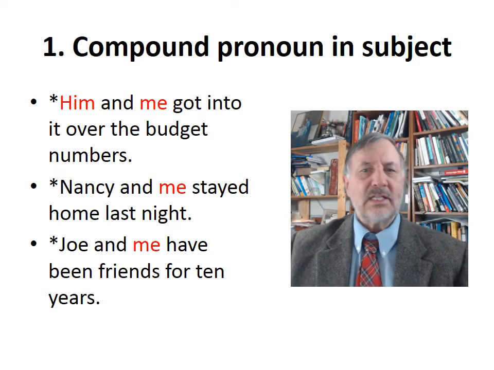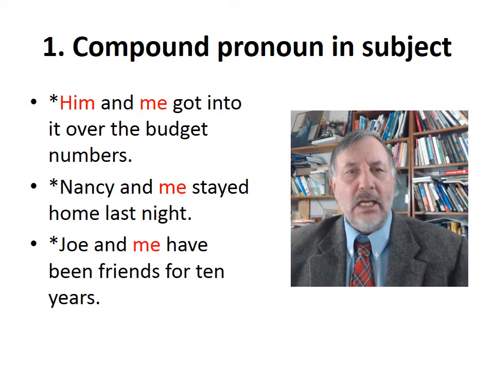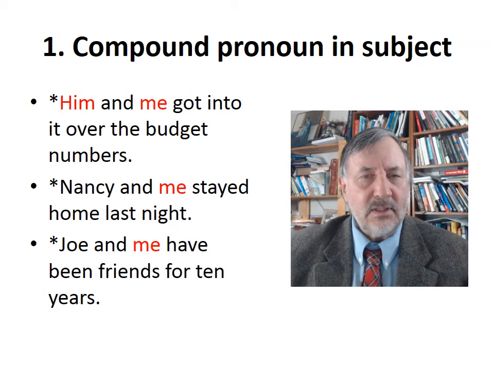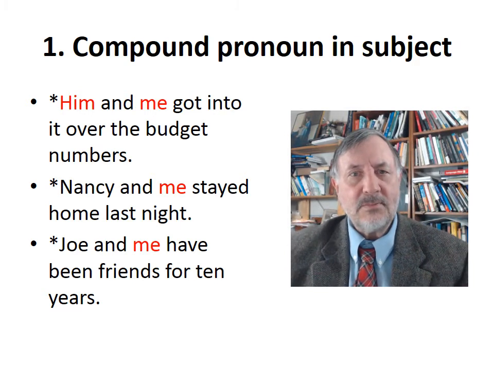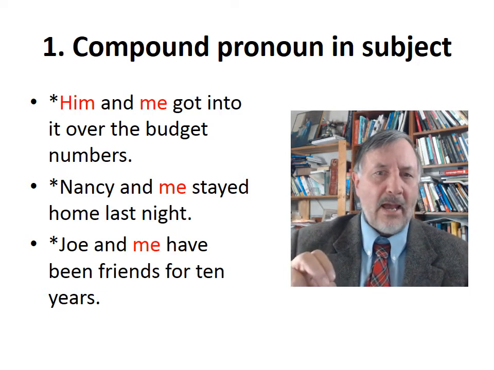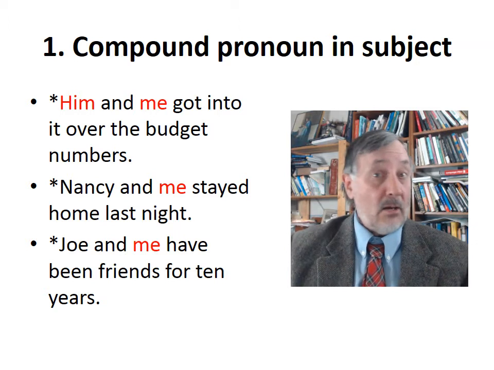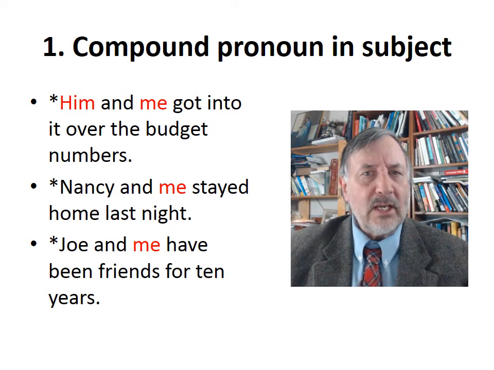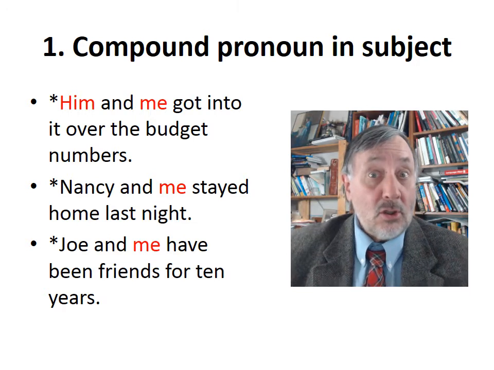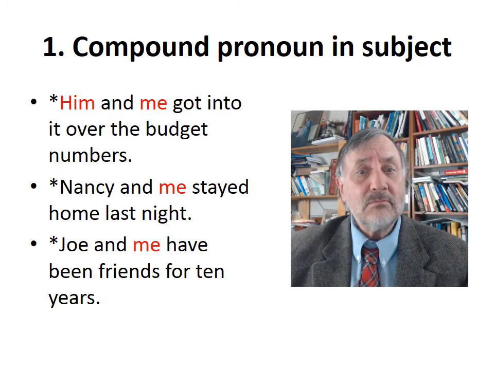One of the first areas that we see an error in pronoun usage is in what should be the subjective position in a sentence, where we have a compound pronoun in the subject. Compound means more than one. Very seldom would we hear something like "me want cookie," but we might hear something like "him and me got into it over the budget numbers."